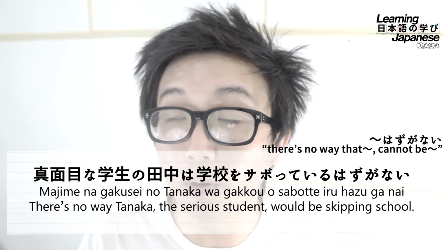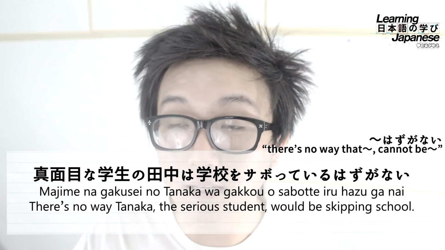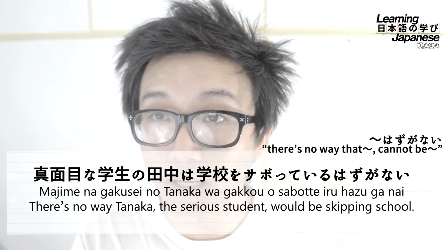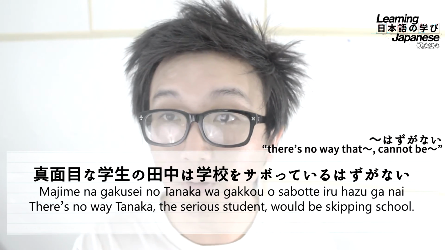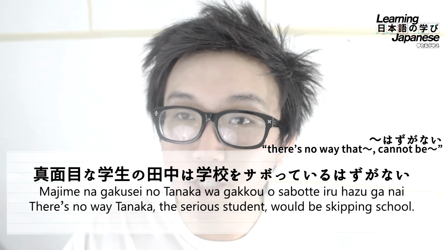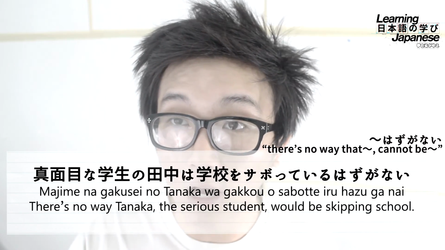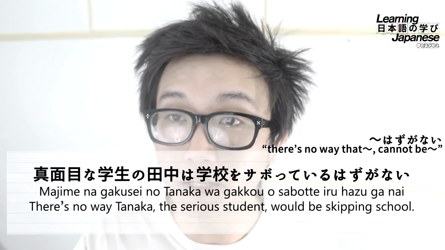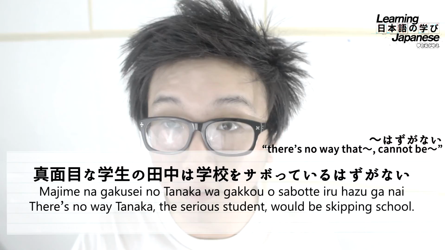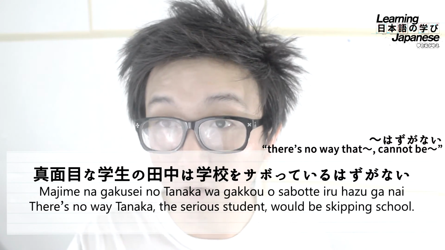That will be there's no way that. What is the that? Well, the that is that Tanaka is skipping school. Tanaka, the diligent student, is skipping school. Majime na gakusei no Tanaka-san wa gakkou o sabotte iru hazu ga nai. And so in that example sentence, we do kind of provide a logical reasoning for why he wouldn't be skipping school, because we modified him with the clause that describes him as a diligent student. Okay, so those are a couple examples using hazu ga nai to mean that there's no way that blank, in which it's acting as basically a negative form of the grammar pattern hazu desu.